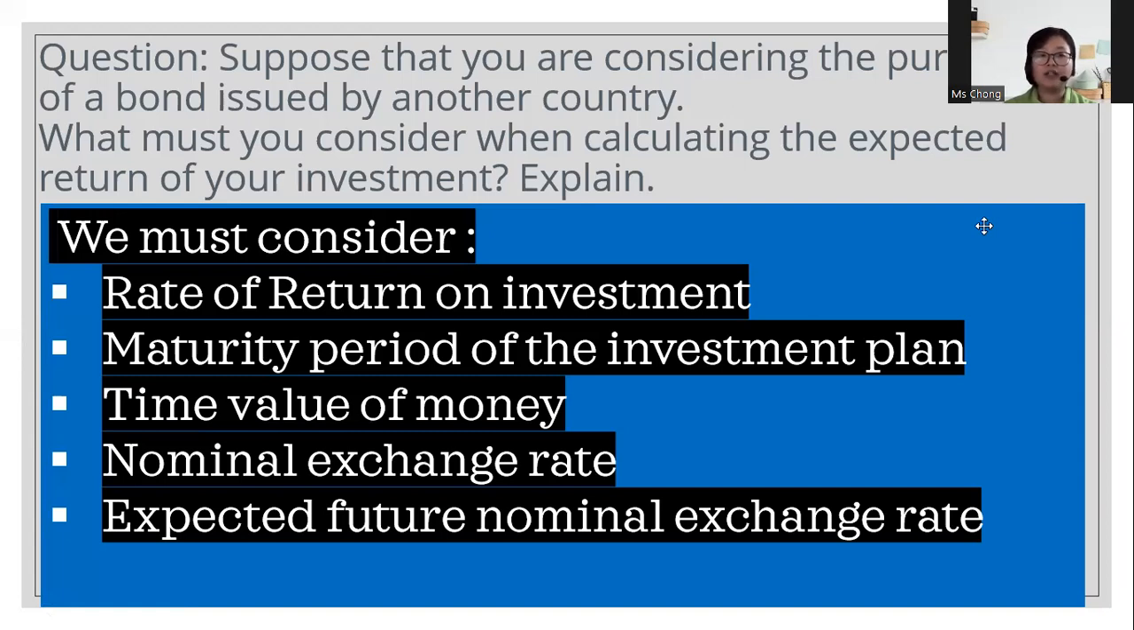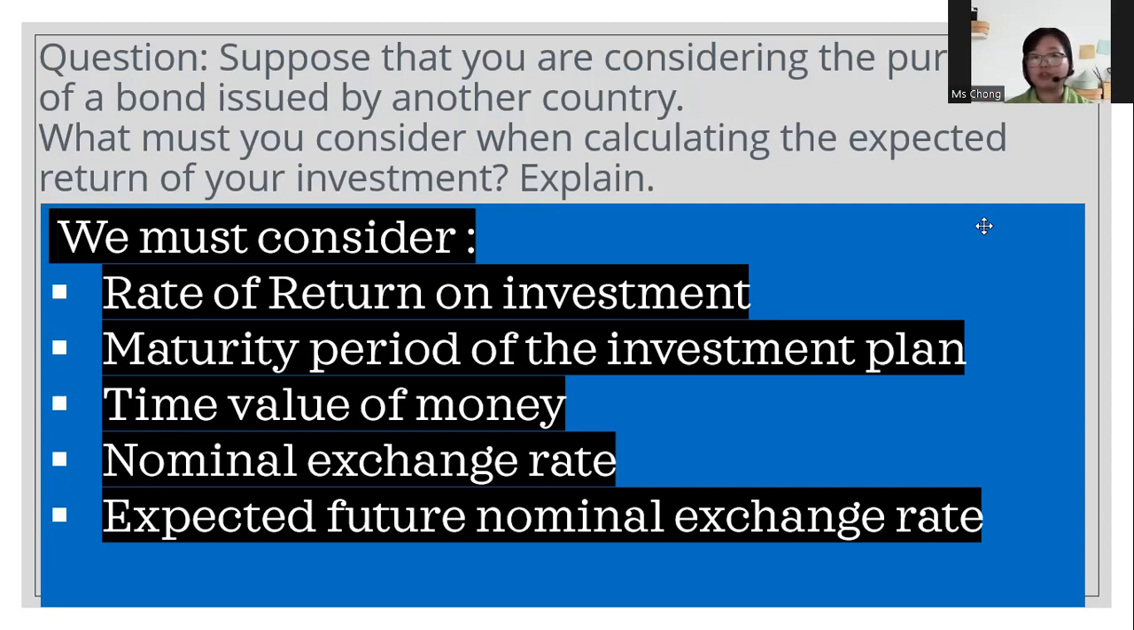They are the rate of return on the investment. That means how many percent of the returns we can get back from the investment. Is that 8%, 10%, or 12%? Secondly, we have to consider the maturity period of the investment plans. Is it 3 years, 1 year, 5 years, or 10 years to mature?